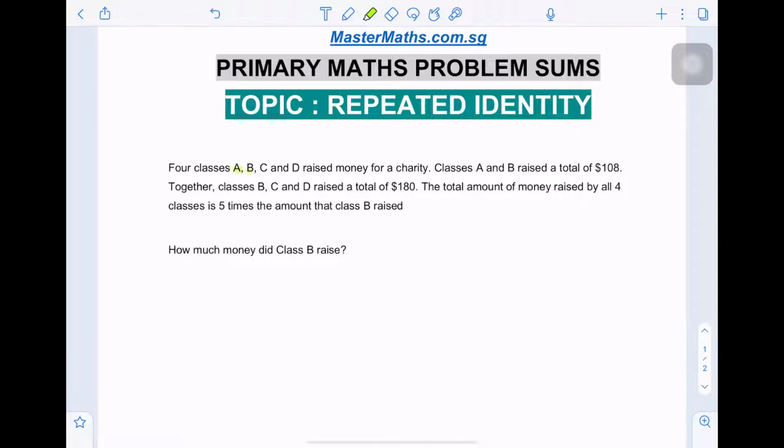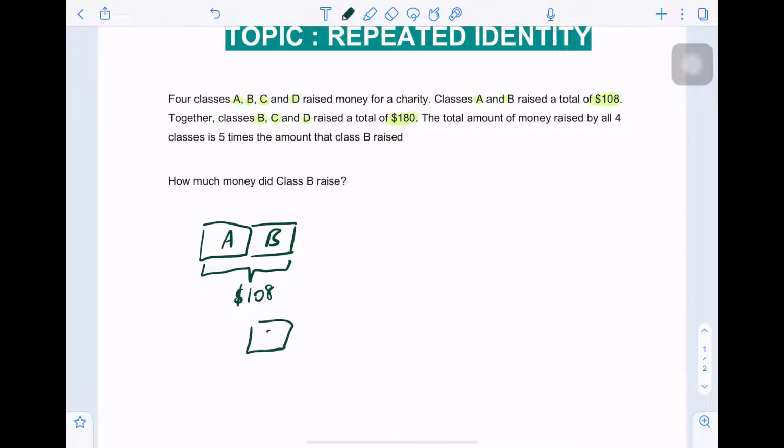4 classes A, B, C, and D raised money for charity. Classes A and B raised a total of $108, which means A and B raised a total of $108. Together, classes B, C, and D raised a total of $180. So B, C, and D, their total is $180.